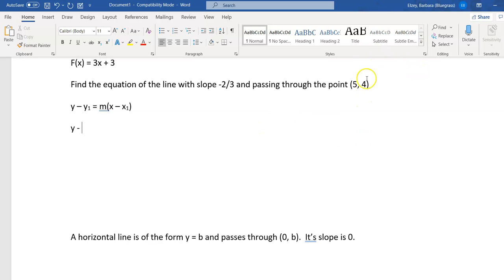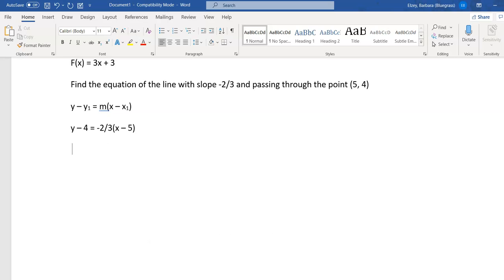So we'll have y minus y1, well, y minus 4 equals m, which is negative 2/3, times x minus our x1, which is 5. All right, now, just like we did with the last one, we're going to distribute negative 2/3. The negative 2/3 times x is the easy part. We get negative 2/3 x. And then we want to multiply it times the 5.